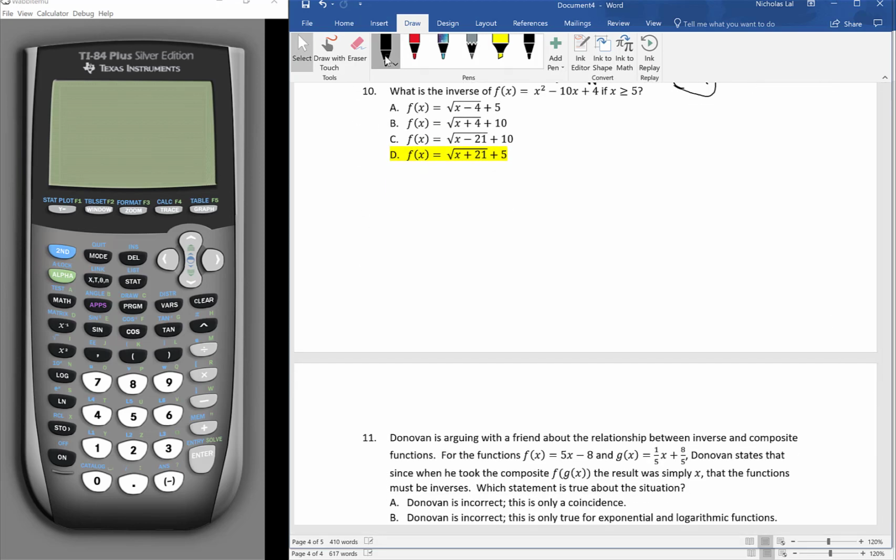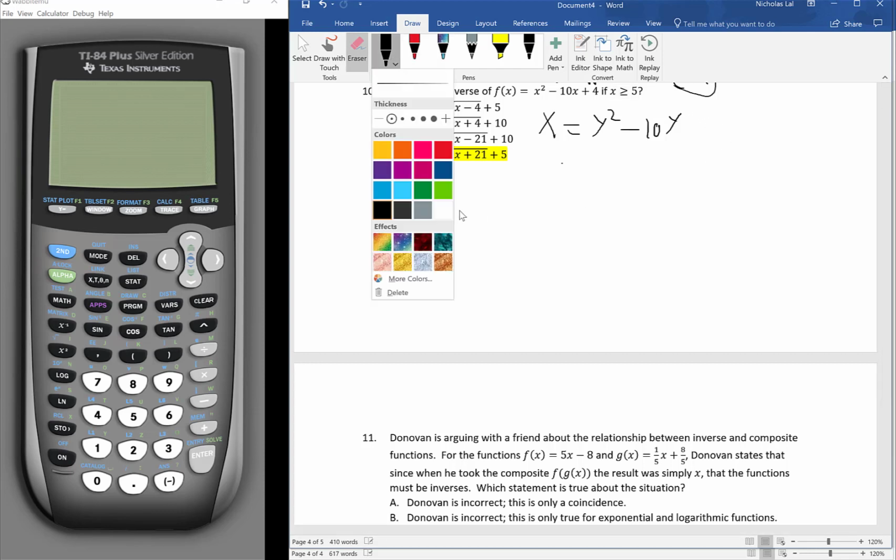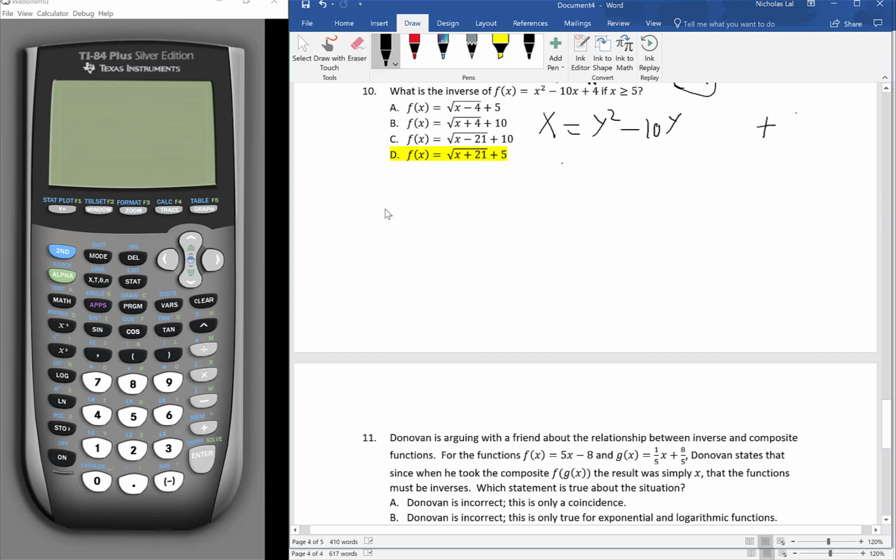What is the inverse of f of x is equal to x squared minus 10x plus 4 if x is greater than or equal to 5? So we just find the inverse. x is equal to y squared minus 10y plus 4. And actually what I'm going to do is leave some space here. In order to isolate both of these y's, we're going to have to complete the square. So you're going to add a complete the square term on the left and the right.